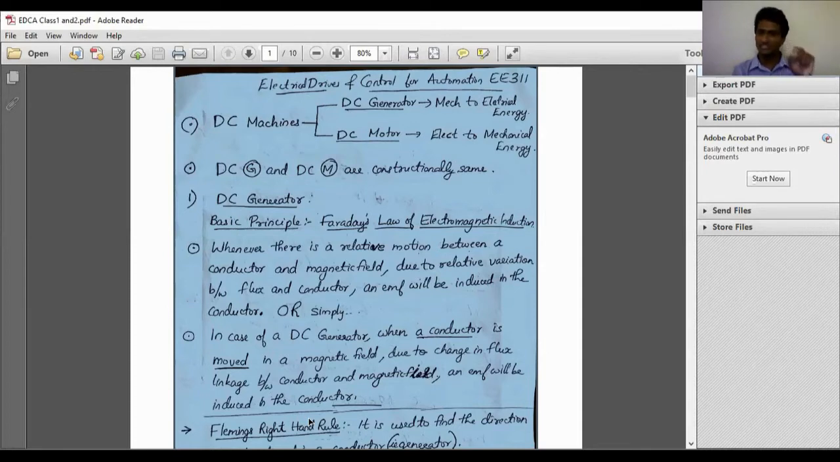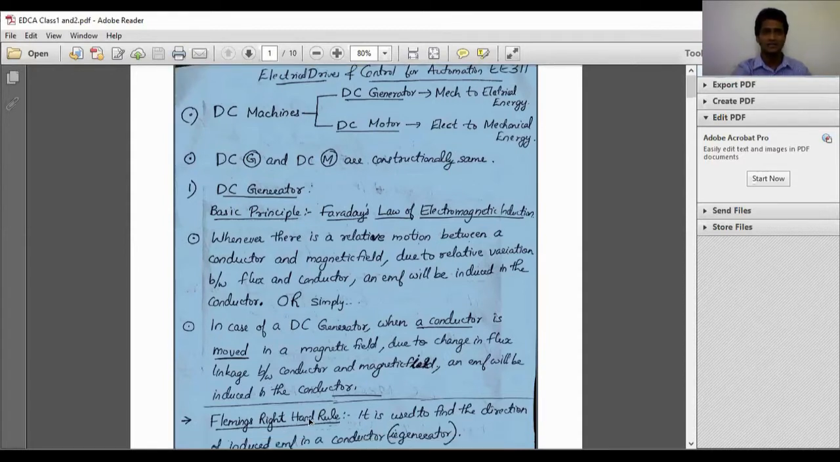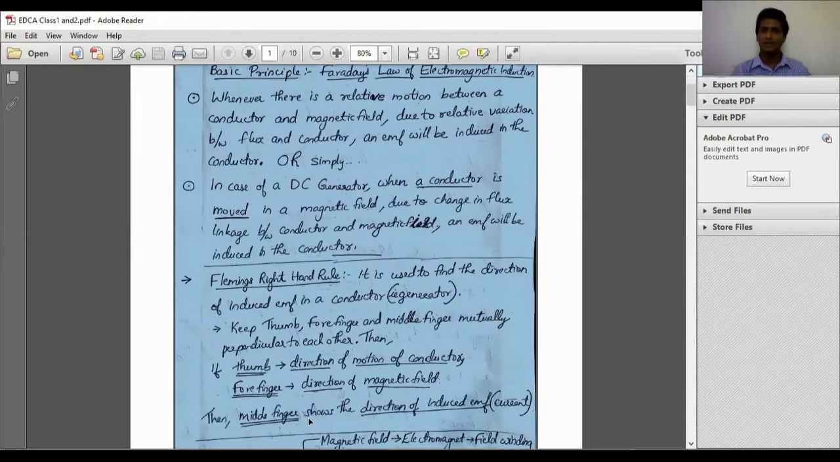But in case of a DC generator, the principle is that we are not moving the magnetic field, we will be moving the conductor. A conductor is moved in a magnetic field so that the magnetic flux linking with the conductor is changed and an EMF will be induced in the conductor. Clear? But as I said, EMF will be induced in the conductor. What is EMF? It's just voltage. For namesake, let us say it is the same as voltage, even if there are some differences. Just for understanding purposes, let it be voltage. And voltage will be induced in the conductor.